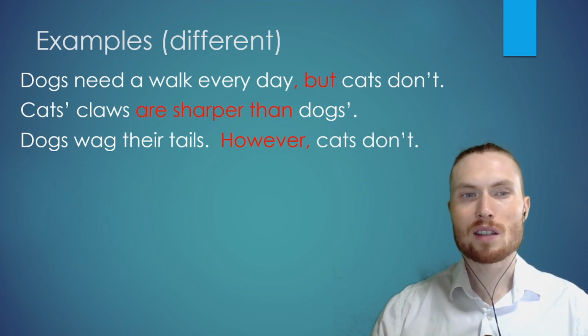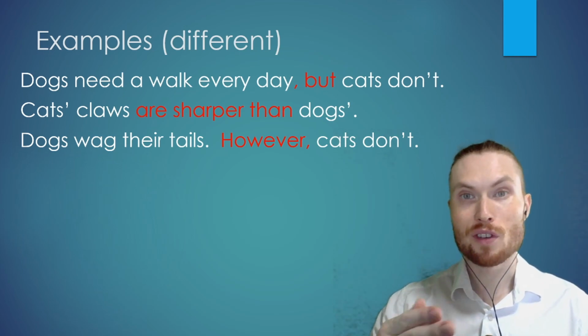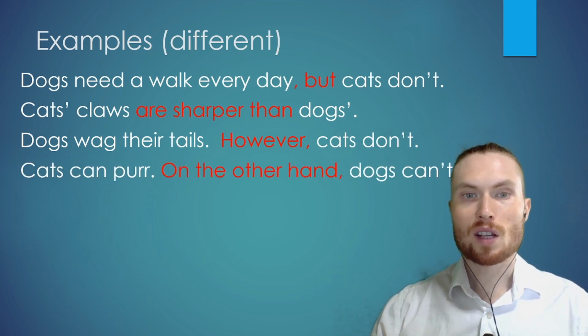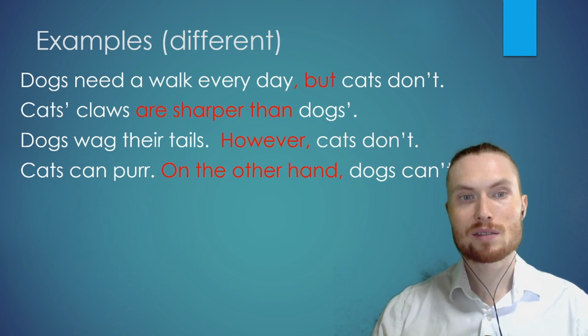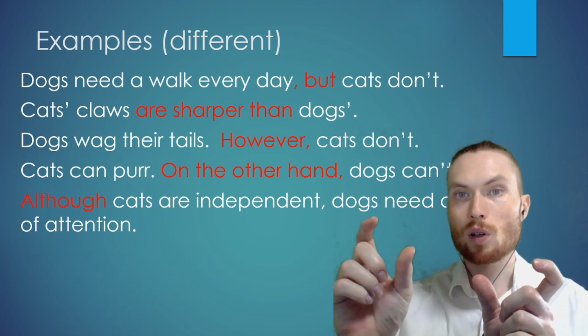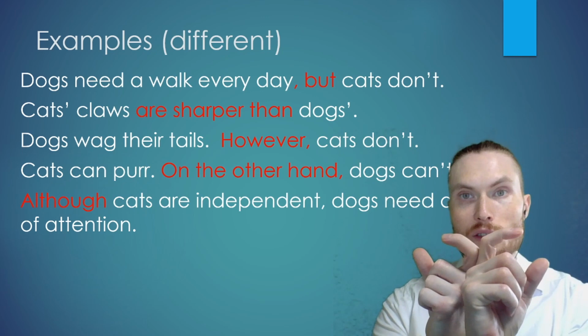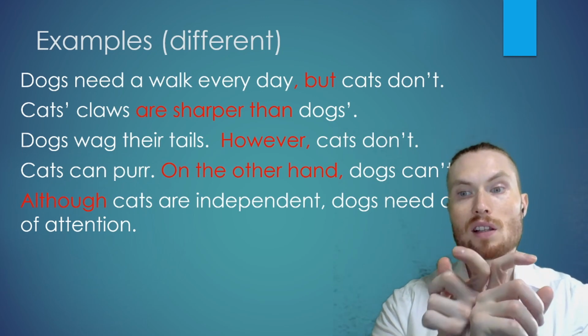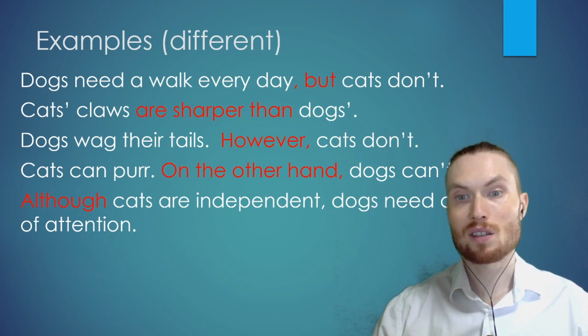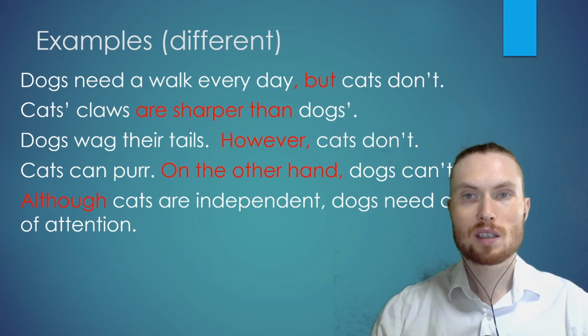Or another way you could say that. Dogs wag their tails when they're happy. However, cats move their tails when they're angry. Cats can purr. On the other hand, dogs can't. Although cats are independent, dogs need a lot of attention. So we can switch the order of those clauses to say, dogs need a lot of attention, although cats are independent. Or we can say, cats are independent, although dogs need a lot of attention. Any of those is okay.